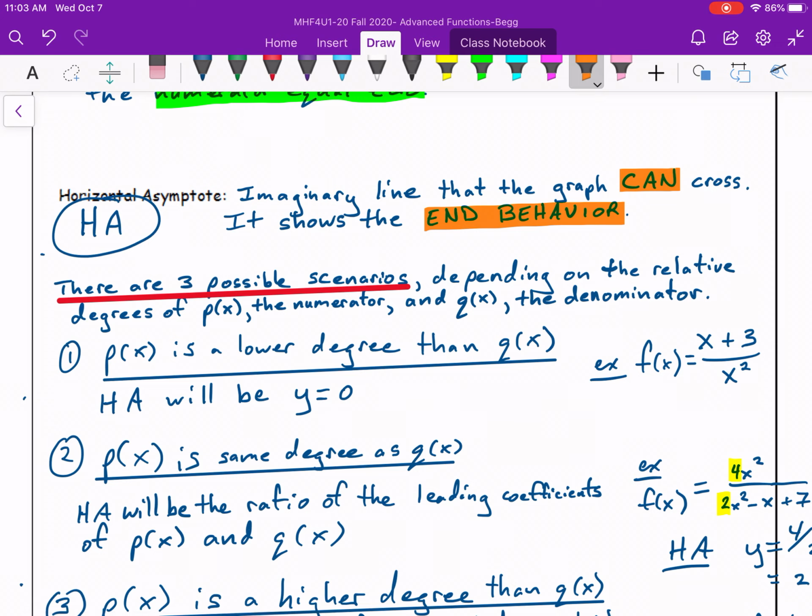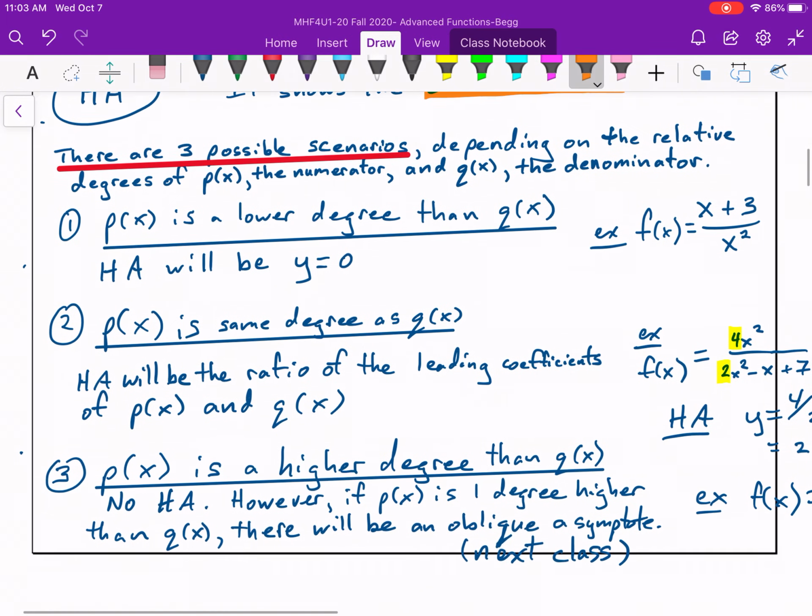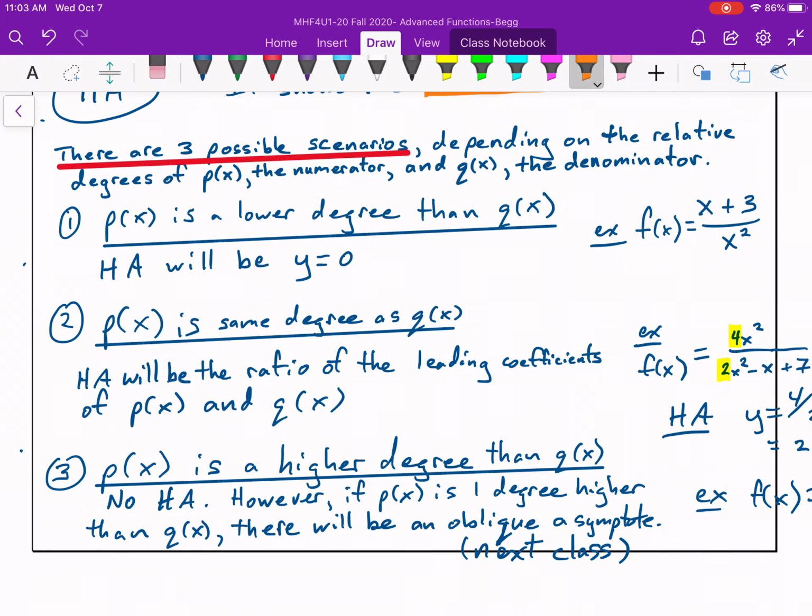And for horizontal asymptotes, remember those are imaginary lines that the graph can cross. They can cross it. But if we look at the end behavior, that's what the horizontal asymptote is, what the end behavior is tending towards. Now, in this lesson, we're going to look at 3 different possible scenarios, and they all depend on the relative degree of the numerator compared to the denominator. So, if the numerator is a lower degree than the denominator, the first case here, then we're always going to have a horizontal asymptote on the x-axis where y equals 0.